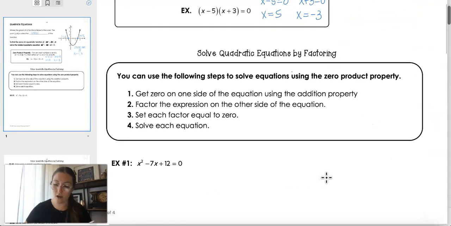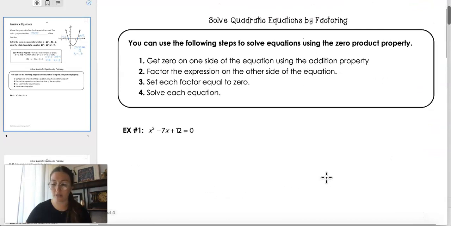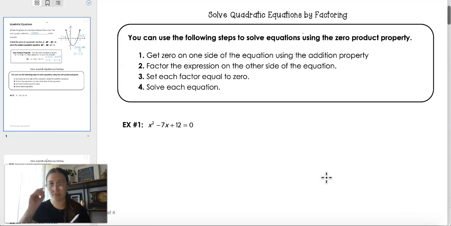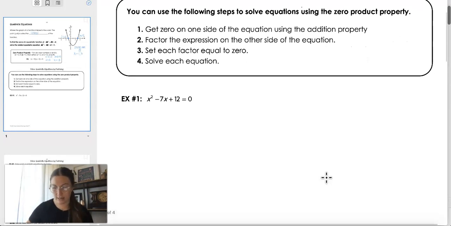All right, so how to solve quadratic equations by factoring. We're going to get 0 on one side of the equation using the addition property. We're going to factor the expression on the other side of the equation. We're going to set each factor equal to 0 and solve the equation. So, step 1, we need to factor this.